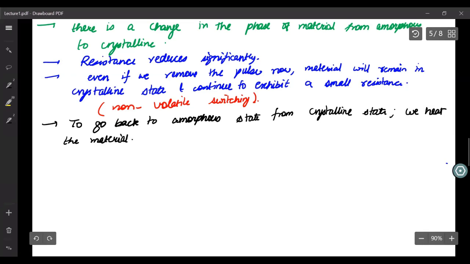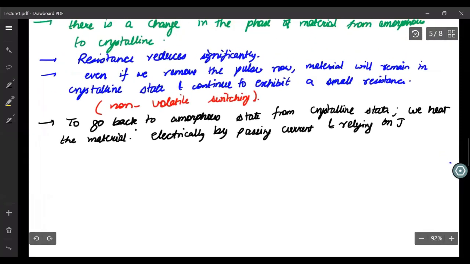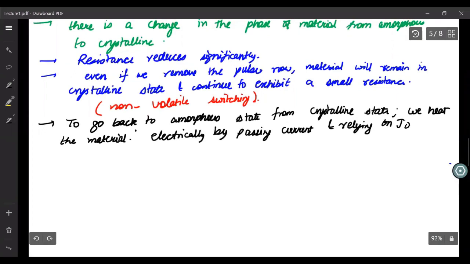And how do we heat the material? Electrically, by passing a current, and relying on Joule heating. We can also increase the temperature optically by putting laser beams.